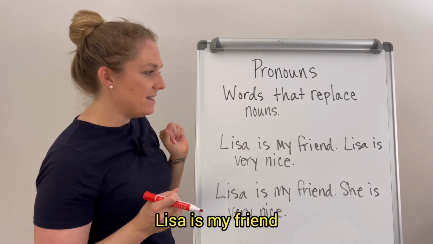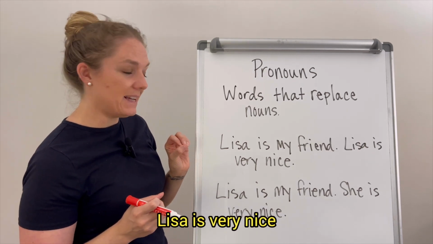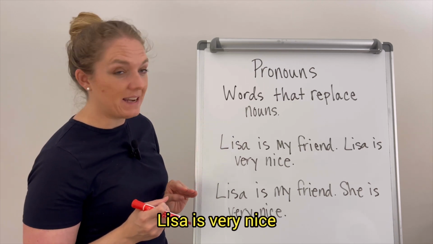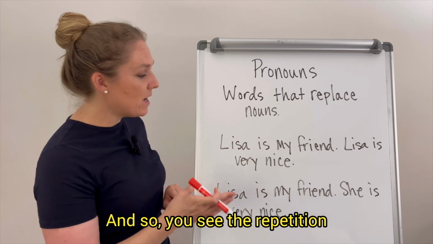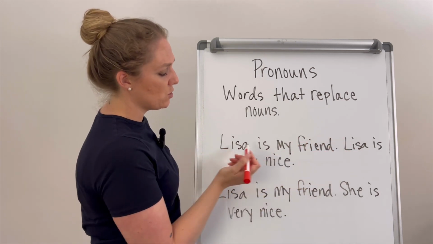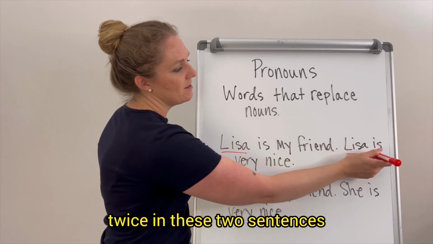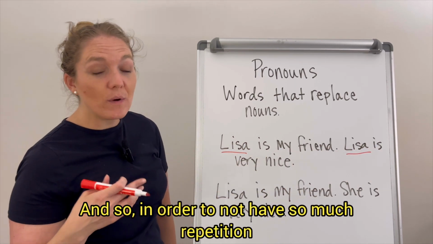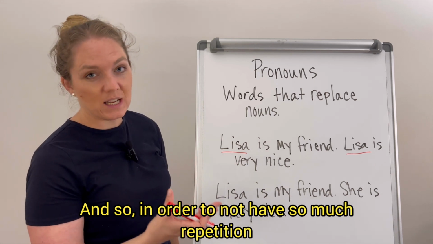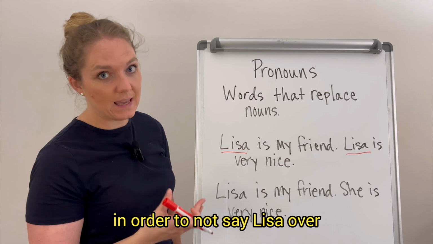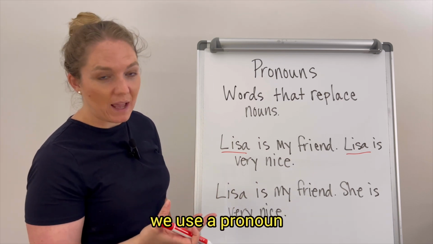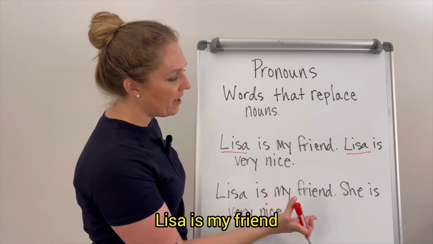Lisa is my friend. Lisa is very nice. And so you see the repetition. I use Lisa, the name, twice in these 2 sentences. And so in order to not have so much repetition, in order to not say Lisa over and over again, we use a pronoun.